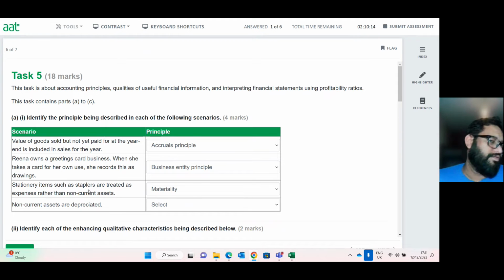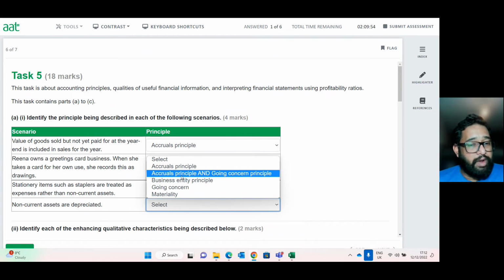Even though we carry them over, using them for a while, it is not viable for you to record that in your non-current asset register to depreciate them. So we will class them as a one-off expense, but we may use it for a while until we get rid of it. Okay, so here it is the materiality concept. And then the last one is non-current assets are depreciated.